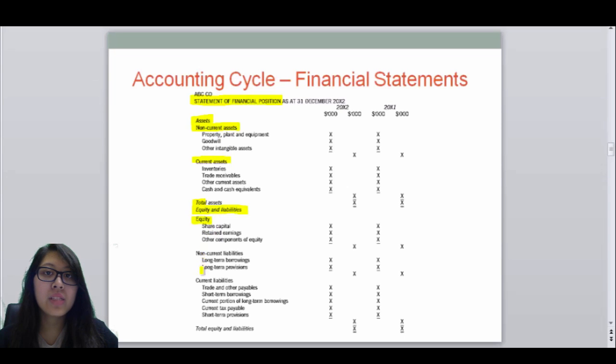Equity and liabilities is split into equity and liabilities. And the liabilities are also split between non-current and current, similar to how the assets are split. And once you have added all of these together, the total assets should balance with your total equity and liabilities.